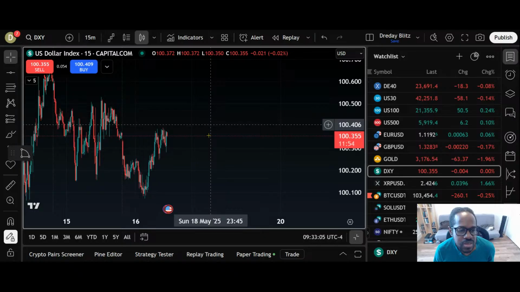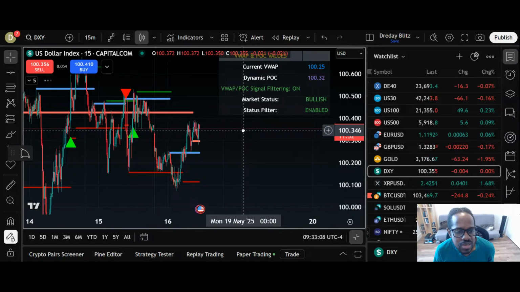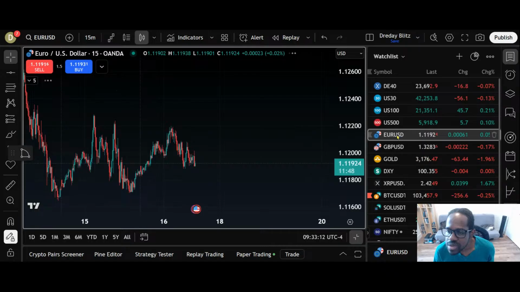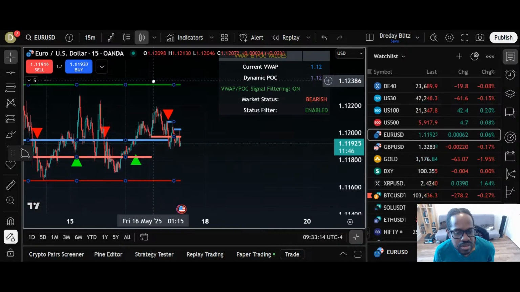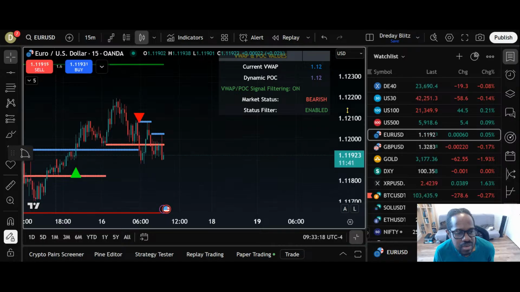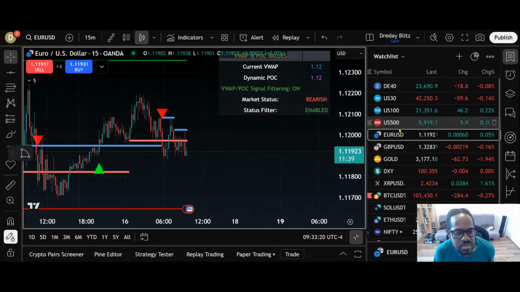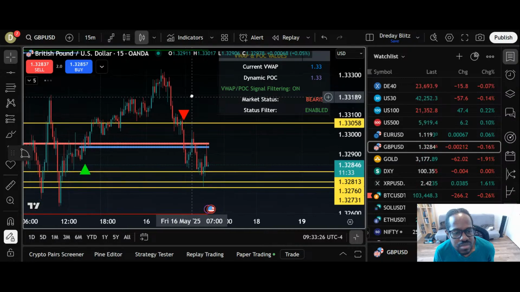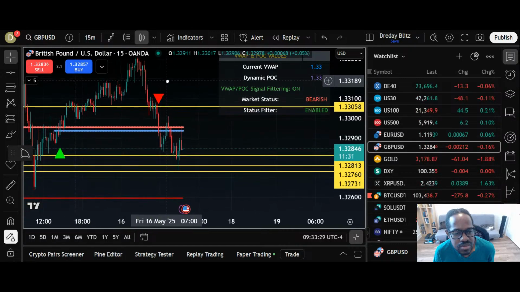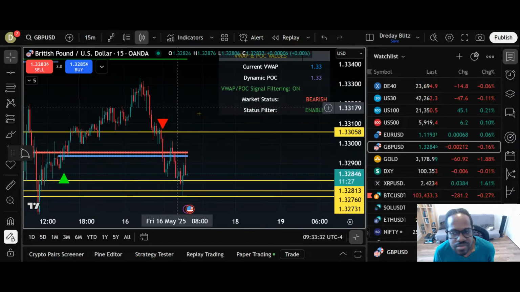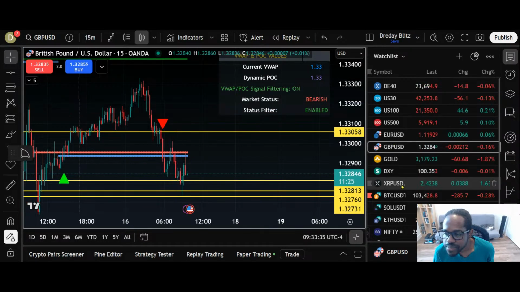Take a look at DXY. DXY is pushing, so we should have some sell on Euro USD. Perfect. EU, same thing. So it was congruent with DXY.